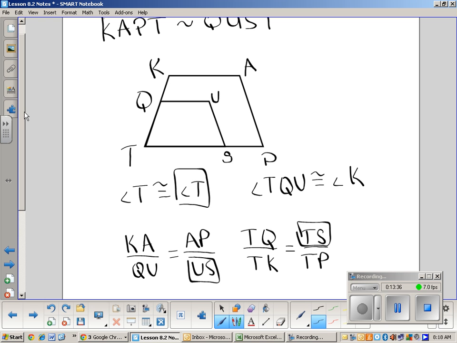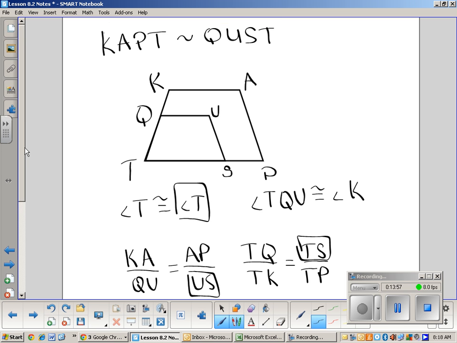All right, you getting the idea how to find corresponding parts? How the sides are proportional? Okay? Matching them up in the proper order. If I go big to small on the first one, I have to go big to small on the second one. If I go small to big on the first one, I have to go small to big on the second one. Okay?